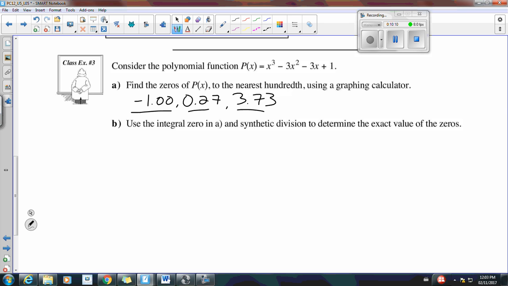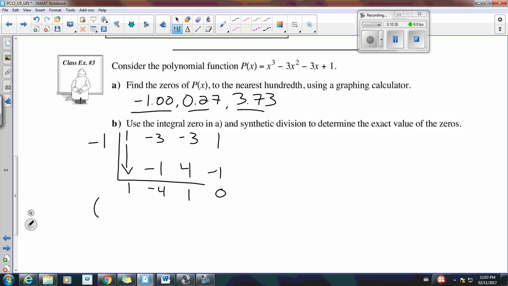So we know that one zero is negative 1. So we can use division to divide that out. So we know we could write this in factored form as x plus 1 times x squared minus 4x plus 1. Well, if we look at this factor, x squared minus 4x plus 1, we're looking for two numbers that multiply to 1 and add to negative 4. Well, we cannot find those numbers. So if this question said factor the polynomial, we would simply leave it like this and we'd be done.